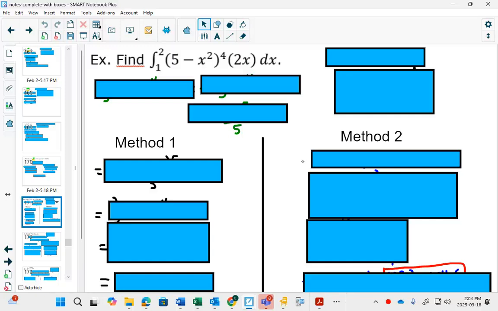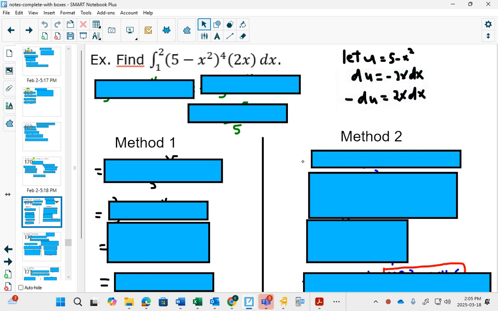Your title above this would have said, finding the definite integral using substitution. Two methods are possible, because notation could be a problem. I hope you see that this is a nice substitution. Here's the function inside, there's its derivative. So it makes sense to let u equal 5 minus x squared, and then to get the 2x dx by itself, we actually would have to substitute in a negative du.